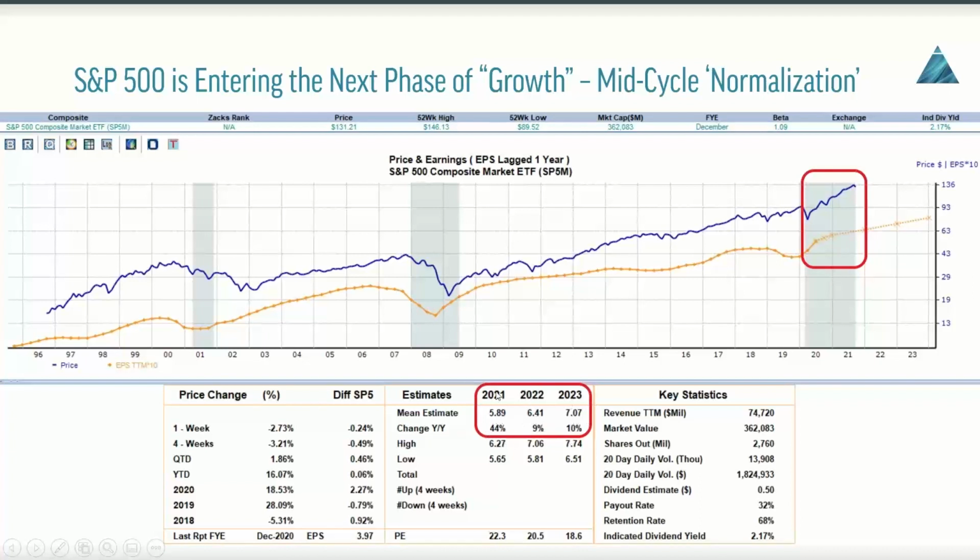And you can see that here in this estimate percent change table that's at the middle section of the price and earnings chart out of the research system. We go from 44% to 9% to 10%. And although you can't see it in the price performance of the S&P 500, we're getting a taste of it now. We're getting our first little correction that we've had in quite some time.